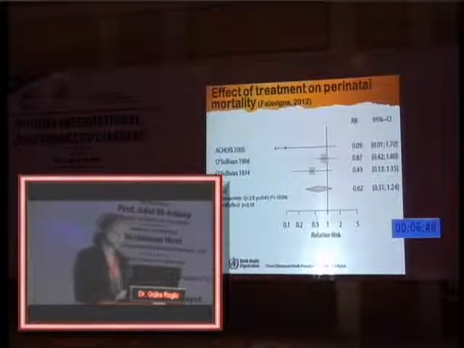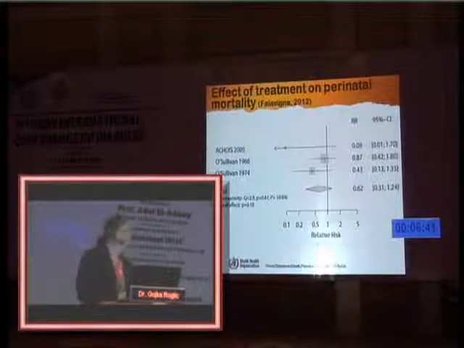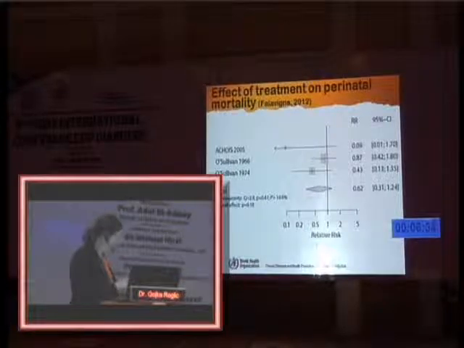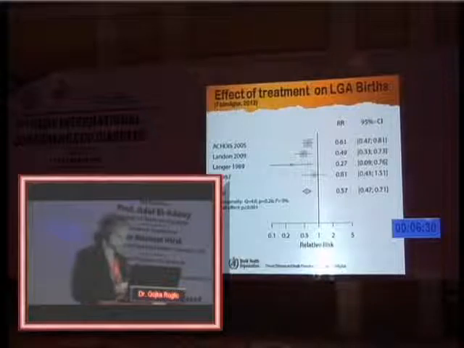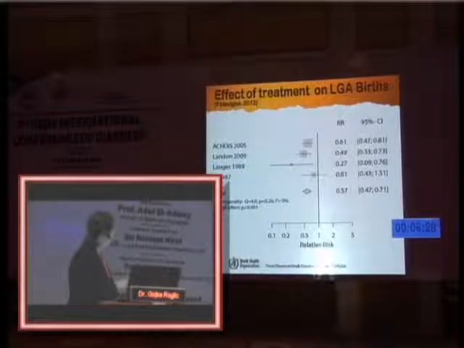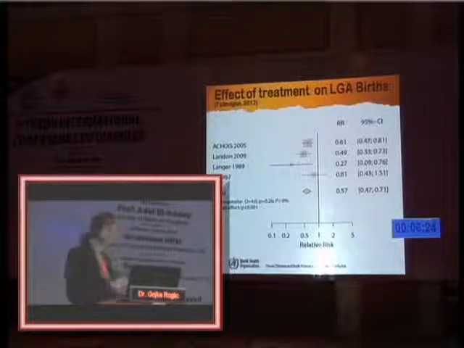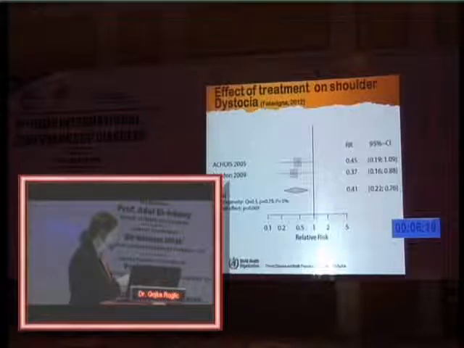And this is the effect of treatment on perinatal mortality. It does look like treatment lowers the risk of perinatal mortality, but this was not statistically significant. Effect of treatment on large babies? Yes. Treatment reduces the risk of having a large for gestational age baby. What about shoulder dystocia? Again, yes.